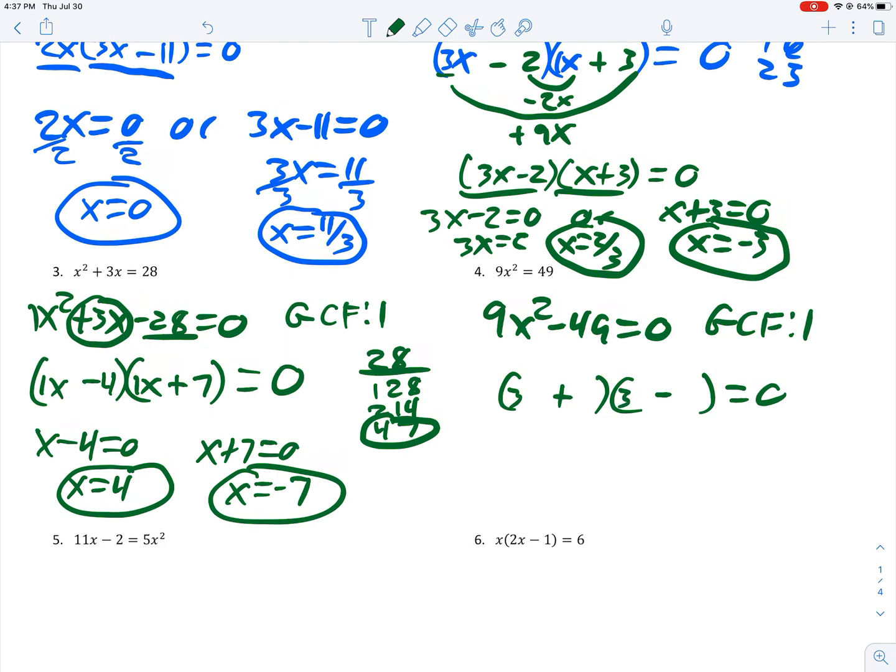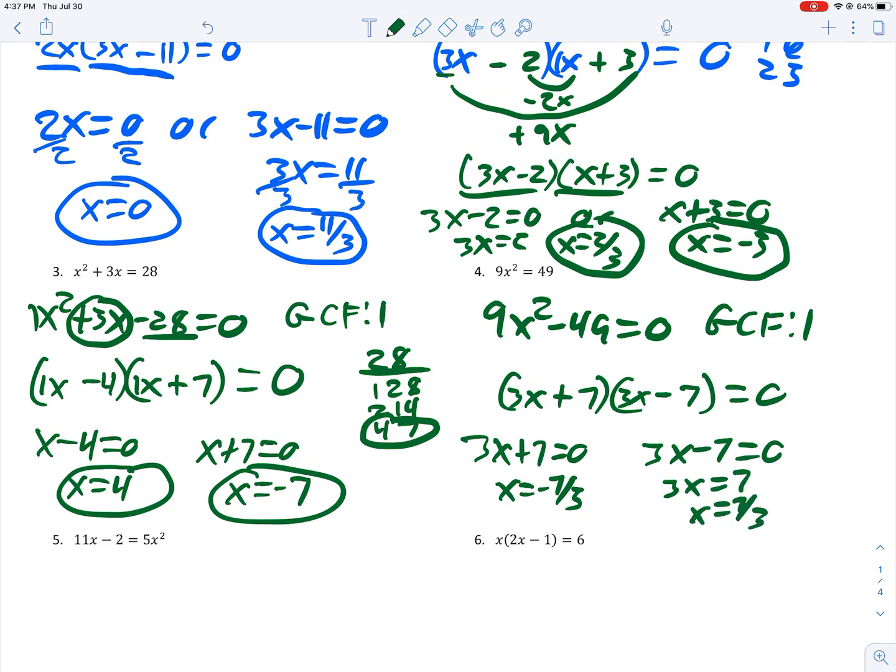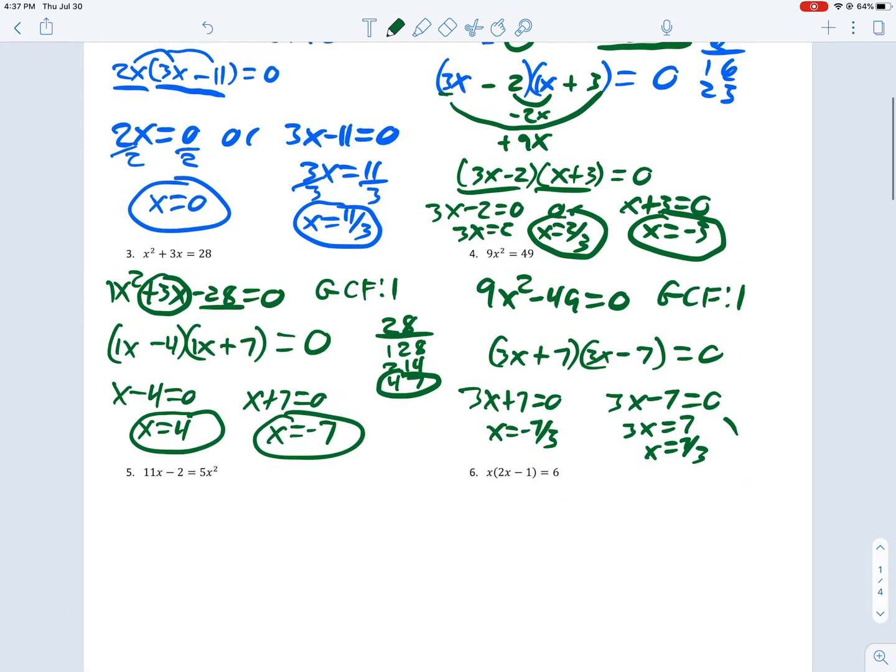So what number do you square to get 9? 3. What do you square to get x squared? X. What do you square to get 49? 7. So 3x plus 7 equals 0, or 3x minus 7 equals 0. And now it's just a two-step linear equation. Subtract 7, divide by 3. Add 7, divide by 3. So x equals plus or minus 7/3.